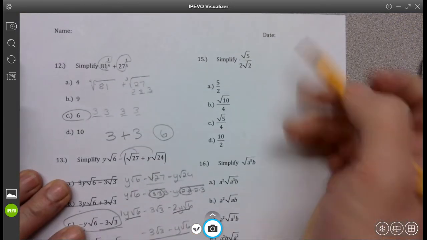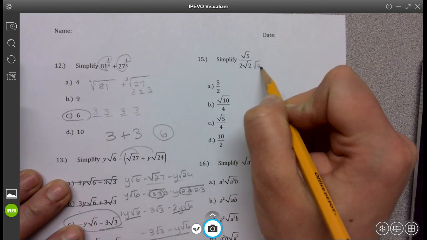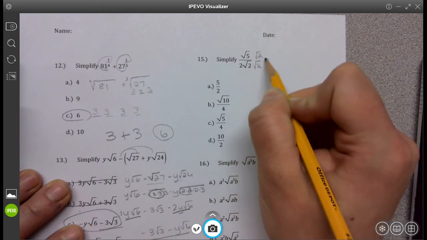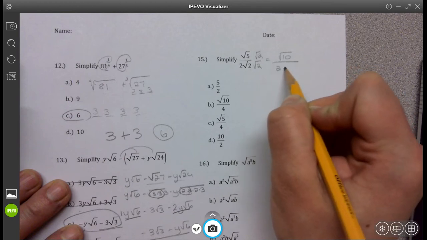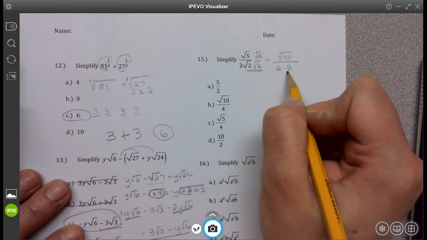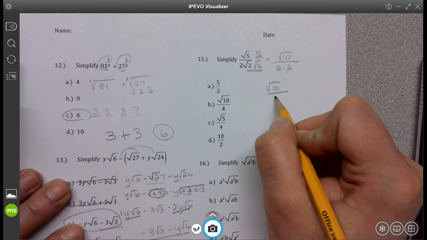Here, they want you to simplify. If I have a radical in the bottom, I need to get rid of it by multiplying the bottom and the top. I'm going to get the square root of 10 over 2 times 2, because this is going to turn into a 2. So square root of 10 over 4.